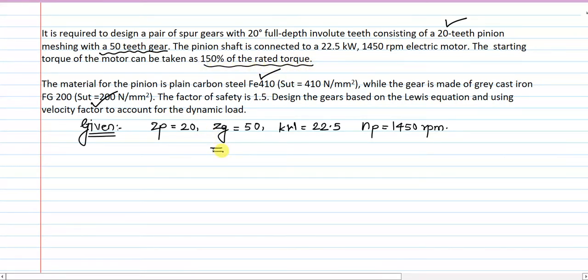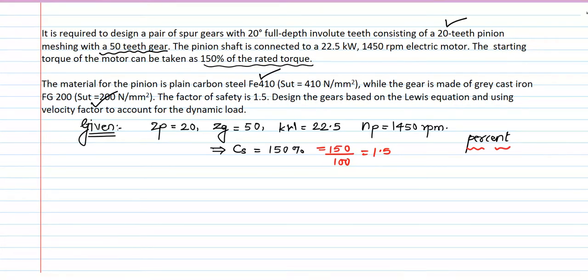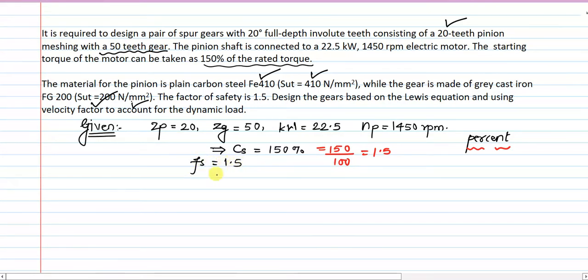Then the starting torque of the motor is 150% of rated torque, which is mentioned here. So it means that we have been given the service factor, it is 150%. Remember, when we say percent, we are actually saying per 100. So it is nothing but 150 divided by 100. So CS is equal to 1.5. Then we have the material, the SUT for pinion as well as SUT for gear, given to us. The factor of safety FS is equal to 1.5.